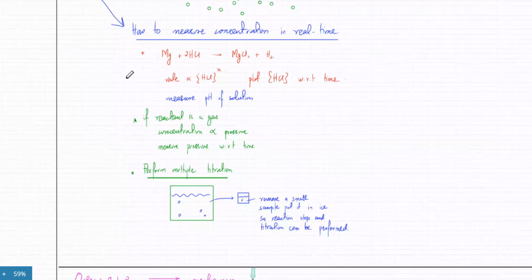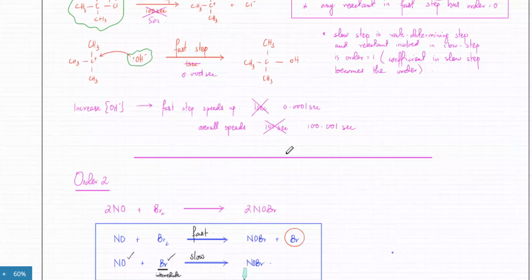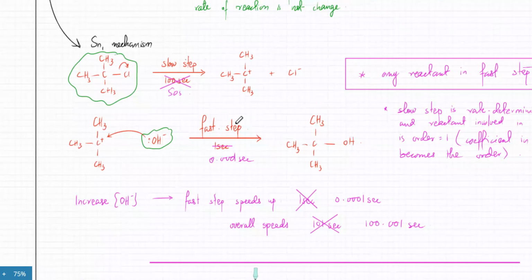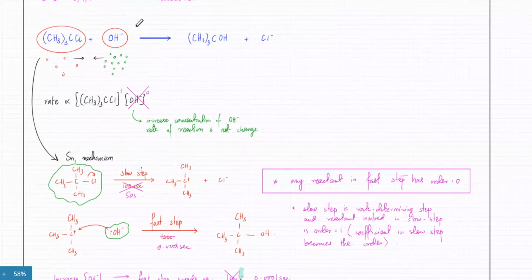Then we figured out there's order 0, 1, and 2, and we figured out it has a lot to do with mechanisms. Reactions always have multiple steps. If one of them is a slow step, that is the rate determining step. The rate of the reaction depends on any reactant that's involved in the slow step, not on the fast step, because speeding up the fast step will have a negligible overall effect on the speed of the reaction.